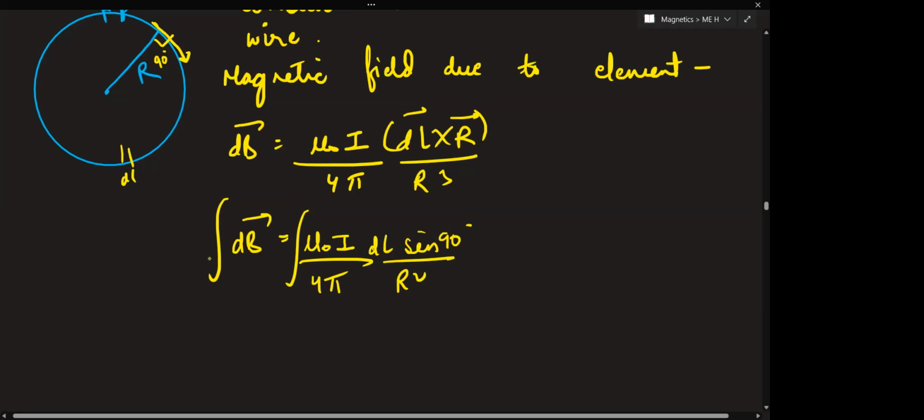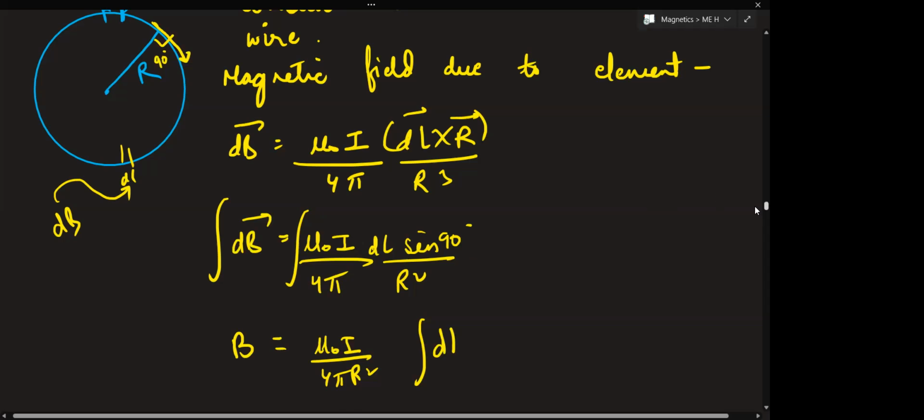Right now, if I just calculate dB, I'll get the magnetic field for just a small portion dl. I have to find the magnetic field for the entire wire, for the entire circle. So now see, integration of all the small magnetic fields will give me the complete magnetic field. Mu naught I by 4 pi r square, all these are constant. I am left with only the integral of dl.